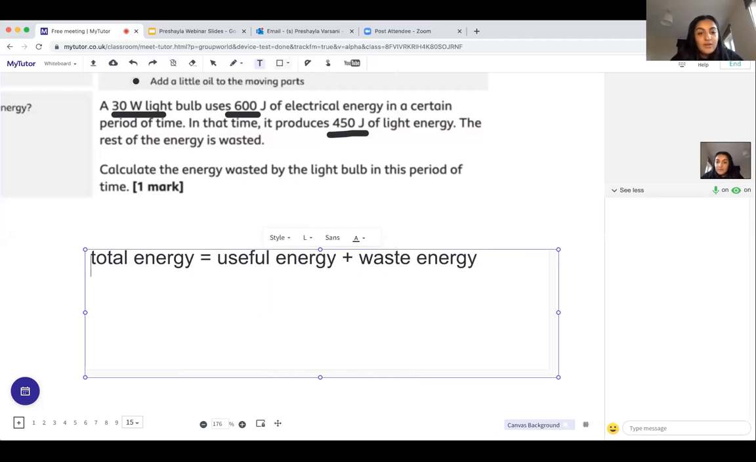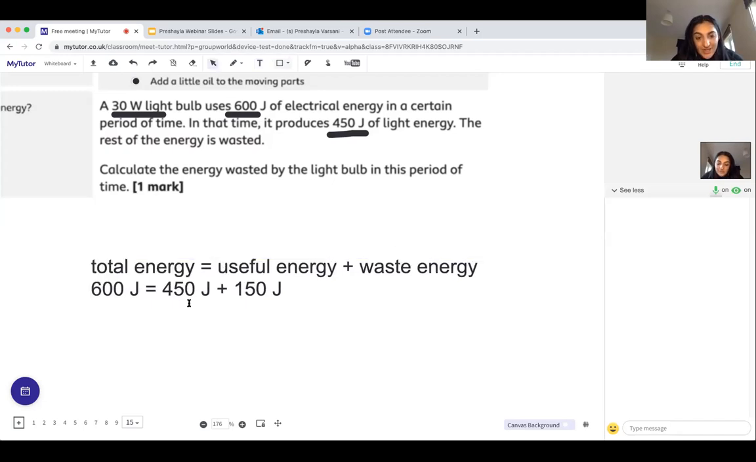So total energy is 600 joules. It says that it uses 600 joules of electrical energy, so that's the total energy being put into it. The useful energy is 450 of light. So the waste energy is 600 minus 450, which is 150 joules. So we can see that the useful is 450, the wasted is 150.